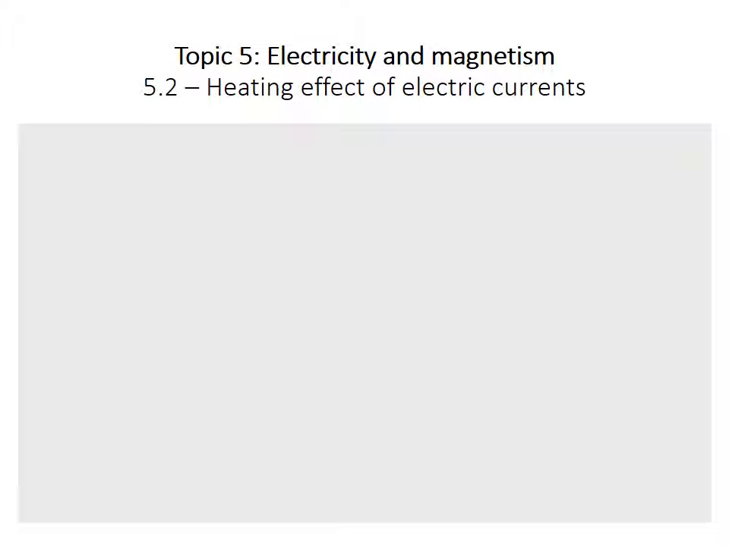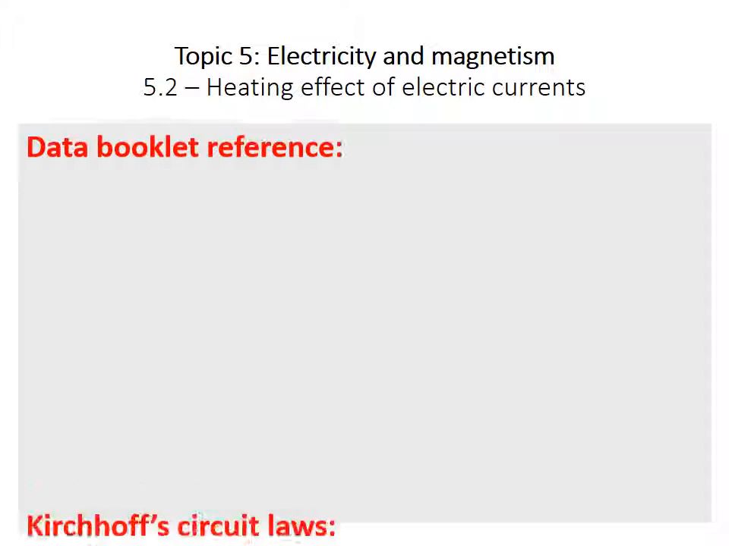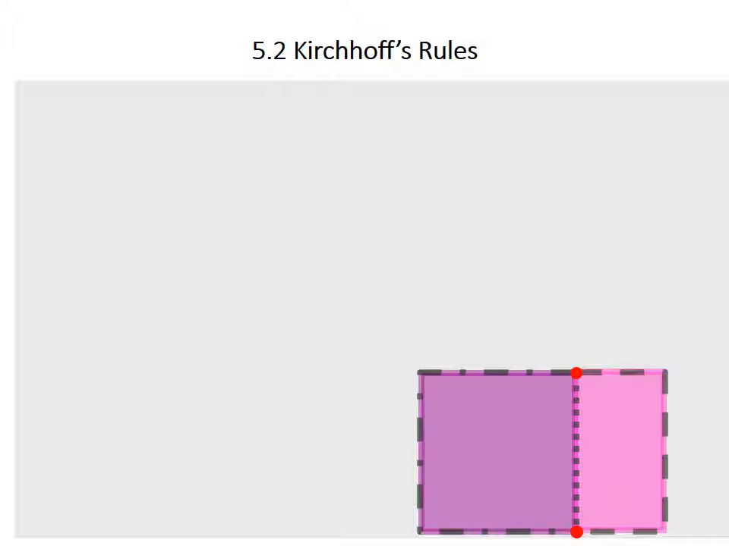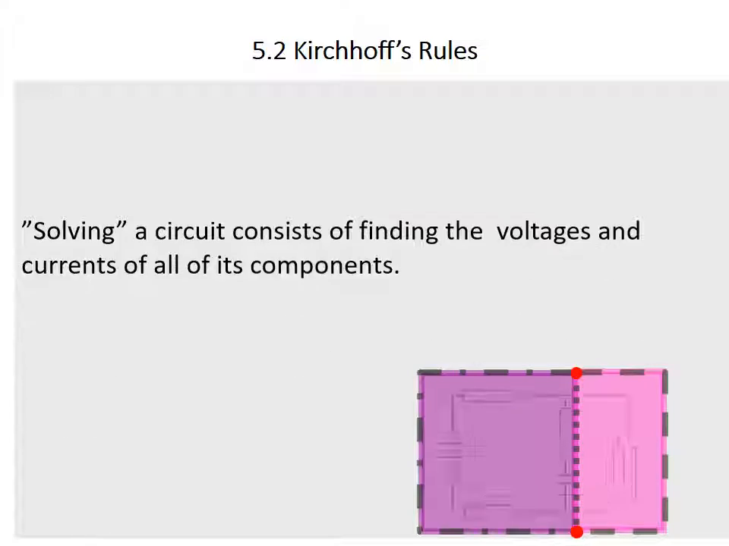Okay, this is topic 5.2, part 2. We're covering just Kirchhoff's rules in this video. So we have two equations. The sum of the voltage in any loop equals 0, and the total current into a junction is also 0. So we use Kirchhoff's rules when we're solving more complicated circuits involving multiple loops with more than one battery.